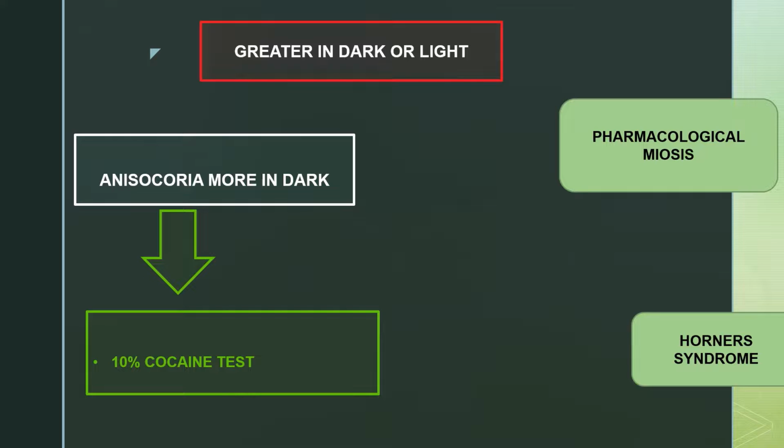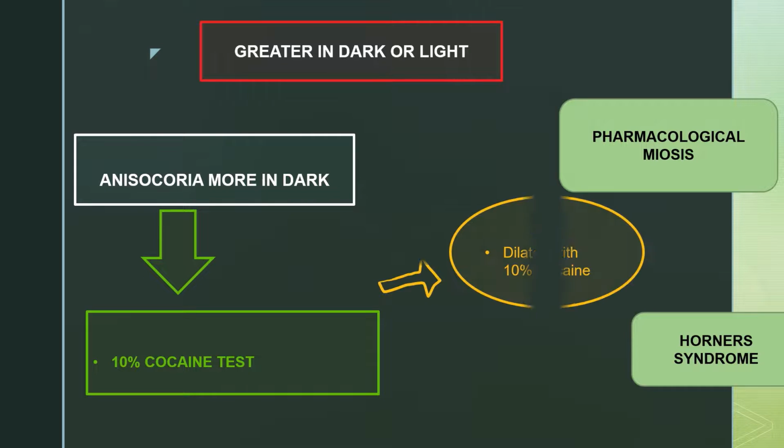The 10% cocaine test will prevent the reuptake of norepinephrine from the synapse, right? So what happens in pharmacological miosis is that there is normal sympathetic innervation and there is norepinephrine present in the synapse, and therefore this cocaine will prevent the reuptake of this norepinephrine, and the norepinephrine quantity will increase in the synapse, and therefore there will be mydriasis. So the pupil is going to actually dilate with 10% cocaine in the case of pharmacological miosis.